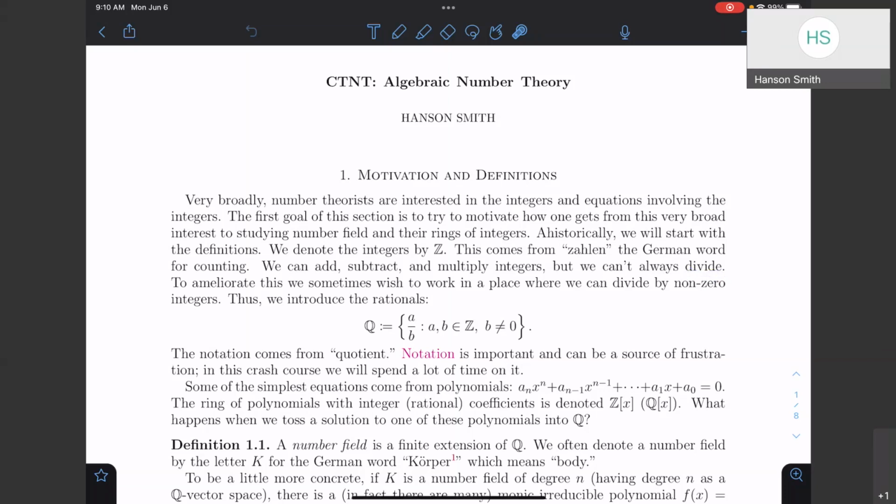When we want to do that, we introduce the rational numbers. We denote them by this blackboard bold Q. It's a over b, where a and b are integers, and b is not 0. That's the rationals. Oftentimes it'll be useful to do some work in the rationals and then scoot back into the integers to finish our result off. It's nice to be able to divide. And Q comes from quotient, so we're taking quotients of integers.